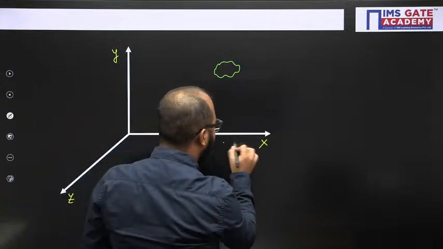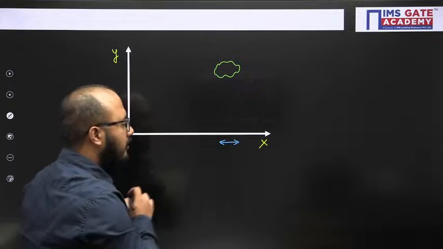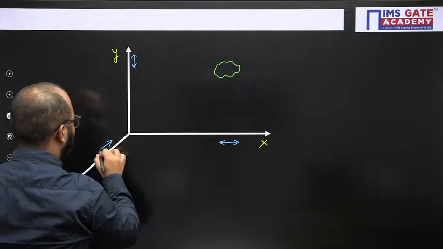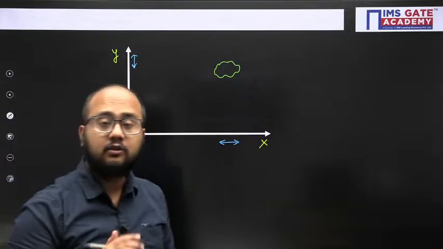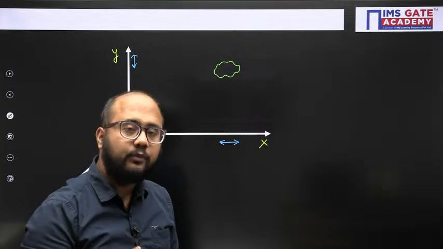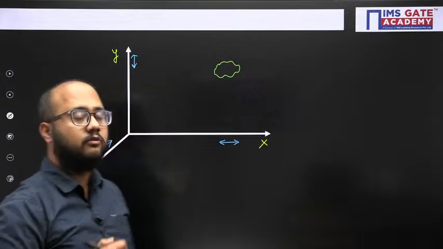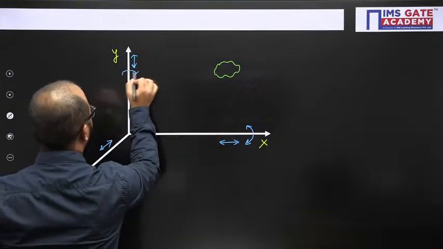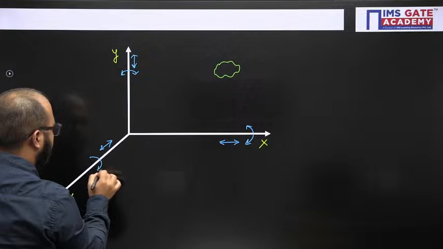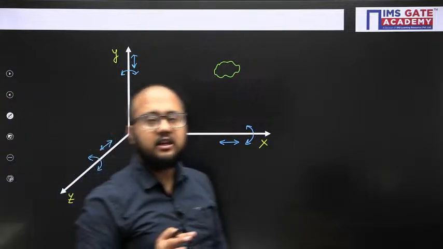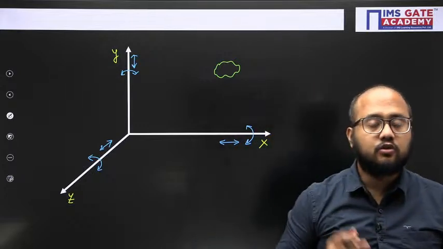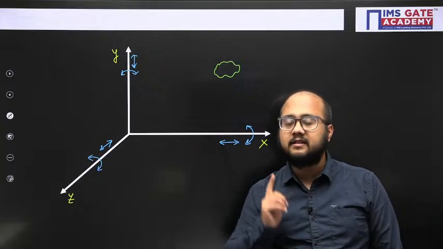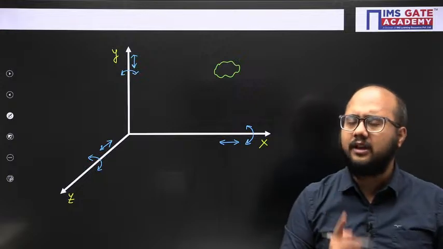Simply, you need to understand there is one translation possible along X, one translation along Y, and one translation along Z. Is it clear? Total three translations. Apart from these three translations, three rotations are also possible: rotation about the X axis, rotation about the Y axis, and rotation about the Z axis. So, total three translations and three rotations are possible. So in general, for any body in 3D space, the degree of freedom is 6. Please understand this point, a very, very important part.